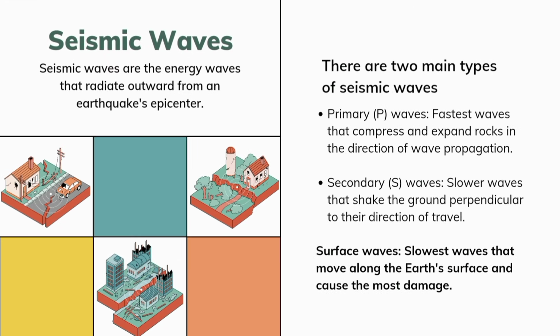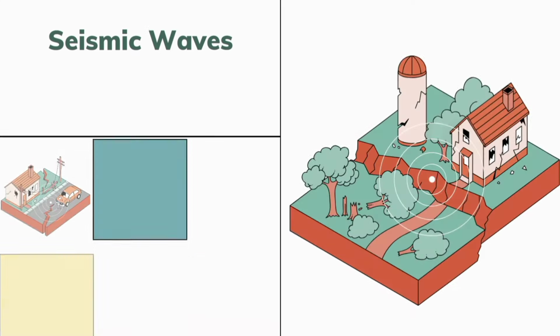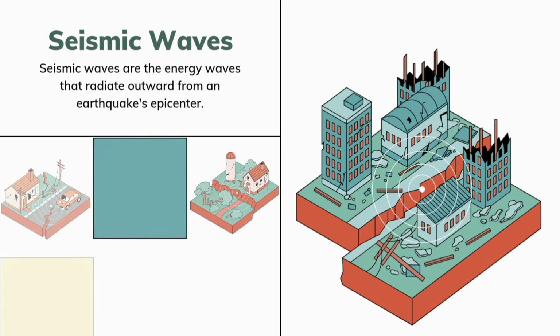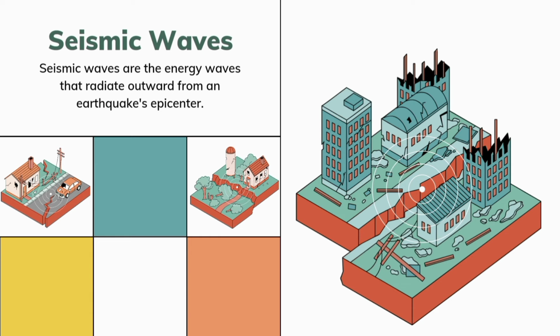Seismic waves are the energy waves that radiate outward from an earthquake's epicenter. There are two main types of seismic waves: primary, P, waves, fastest waves that compress and expand rocks in the direction of wave propagation. Secondary, S, waves, slower waves that shake the ground perpendicular to their direction of travel. Surface waves, slowest waves that move along the Earth's surface and cause the most damage.